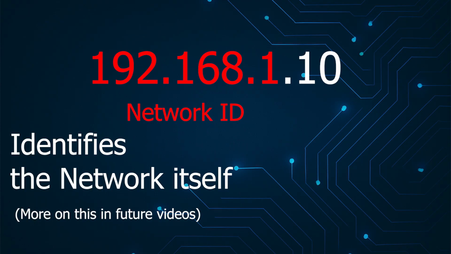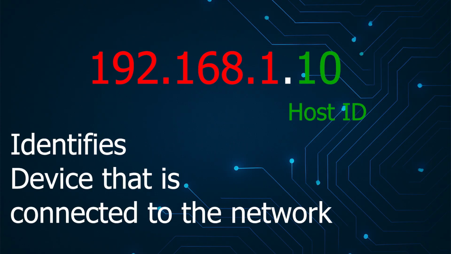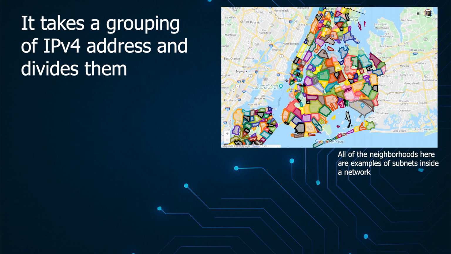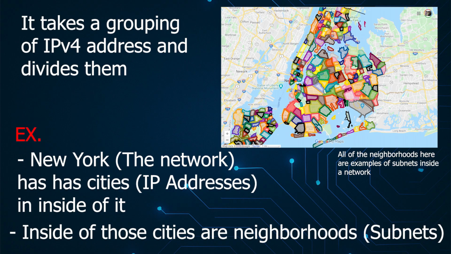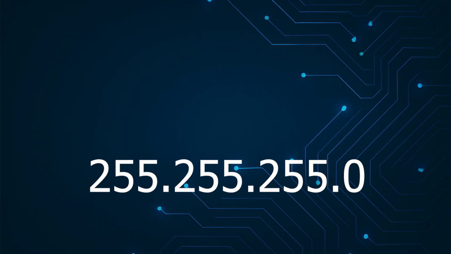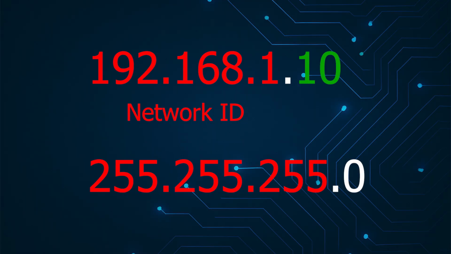Each address is made of 2 parts, the network ID and the host ID. The network ID identifies the network itself, like the street name. The host ID identifies the specific device that is on the network, like the house. The subnet mask, on the other hand, tells computers where to draw the line between those 2 parts. For instance, a subnet mask would look like this: 255.255.255.0, meaning the first 3 octets of our original example, 192.168.1, identify the network, and the last octet, the .10, identifies the host.